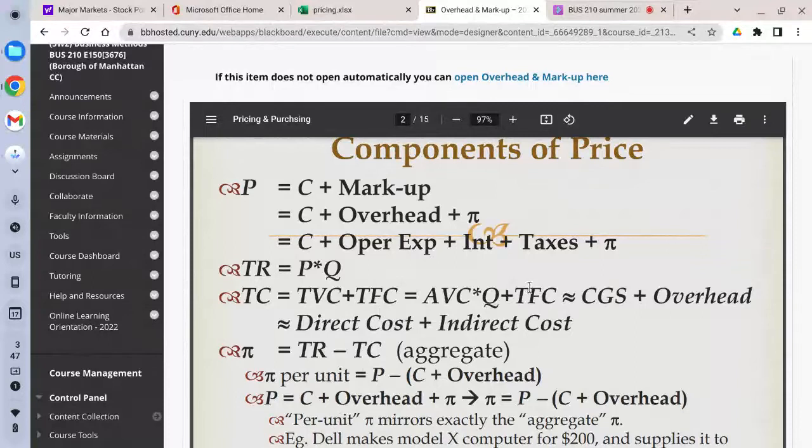So if you think about it, price consists of cost. That cost means production cost per unit, in other words, average variable cost, and the rest of it is called markup.